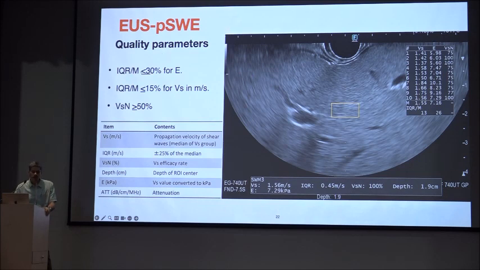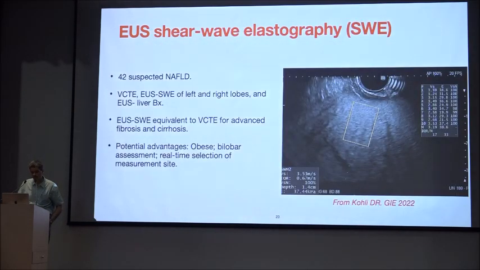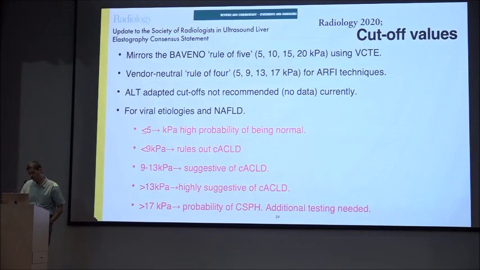You also have the IQR/M standard, less than 30% for E and less than 15% for the velocity estimation with shear wave elastography. So these are very good non-invasive or minimally invasive techniques for estimation of liver fibrosis. Only one study, unfortunately, with EUS, by Kohli et al. In 42 suspected NAFLD patients, they did shear wave elastography using the Olympus system and biopsy, and this is all the studies that we have. Now what about the cutoff values?